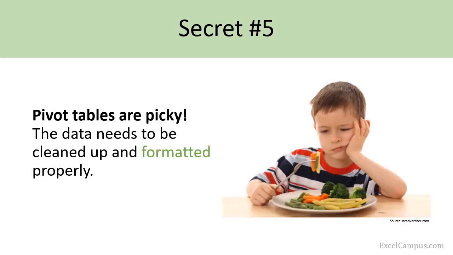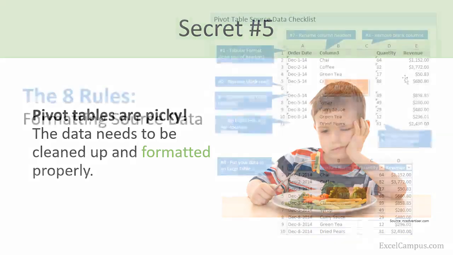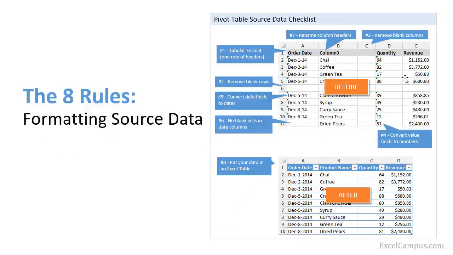So that leads to secret number 5, which is that pivot tables are picky. The data needs to be cleaned up and formatted properly. This is another issue that you might have with pivot tables. And I love this picture of this kid staring at his vegetables, because I think it relates to what pivot tables are like as well, if they were a kid that had to eat vegetables.